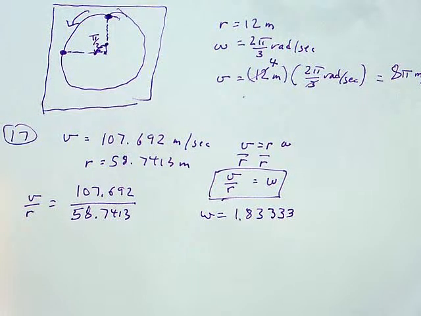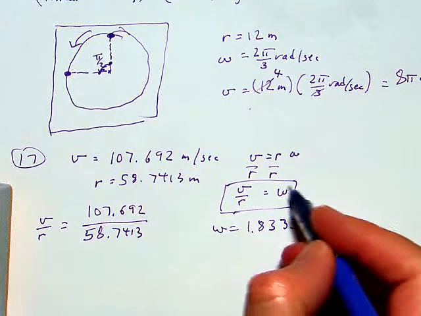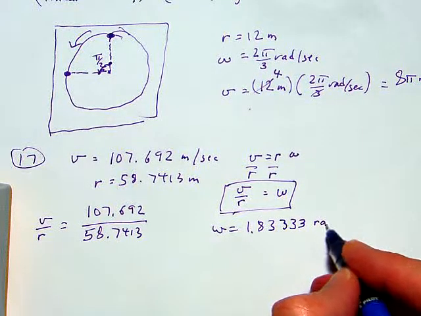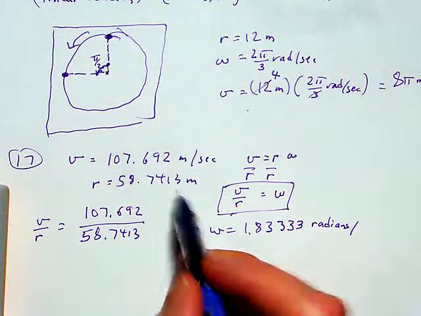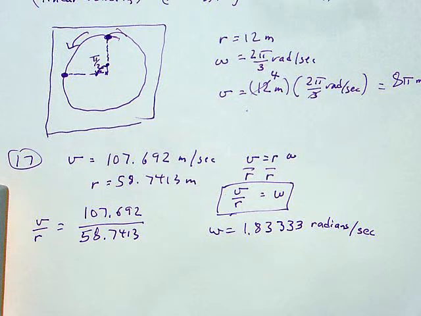And what would be the units here? The angle in these kinds of formulas is always radians, and our time is seconds, so this would be radians per second. So that is the answer to number 17.